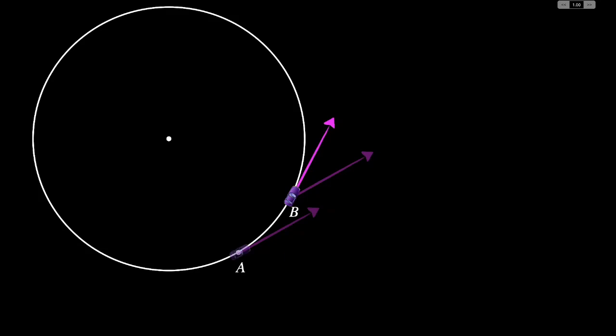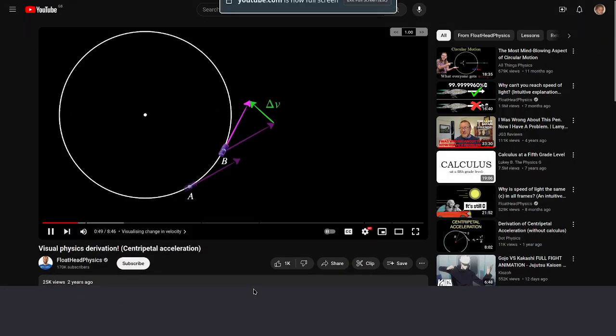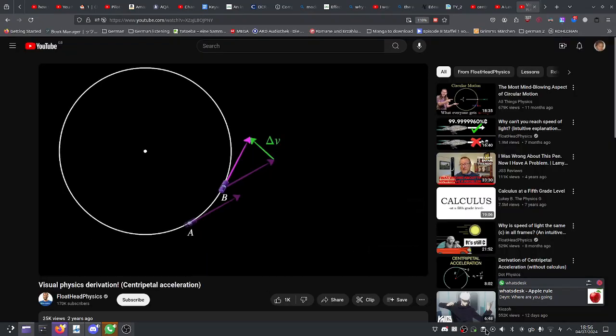Here, let me help you. So at point A, the car's velocity was pointing this way. Now at point B, it has turned and it's pointing in that direction. Therefore, the green arrow mark represents how much the velocity has turned or how much it has changed. So the green arrow mark represents the change in the velocity. We'll call it delta V.